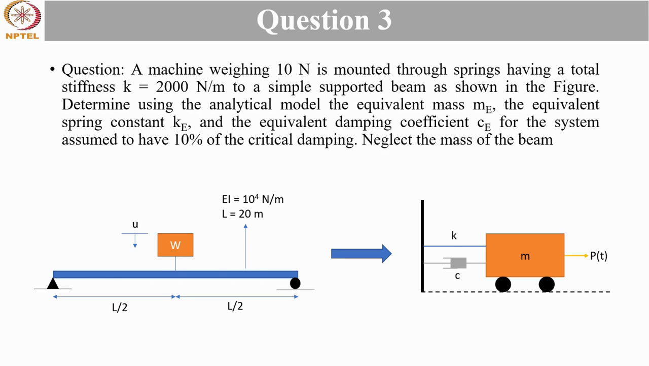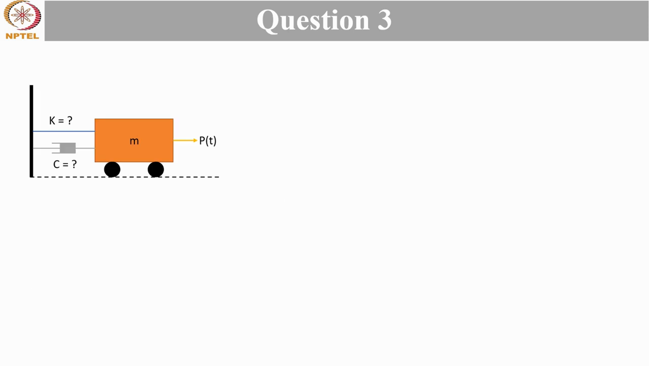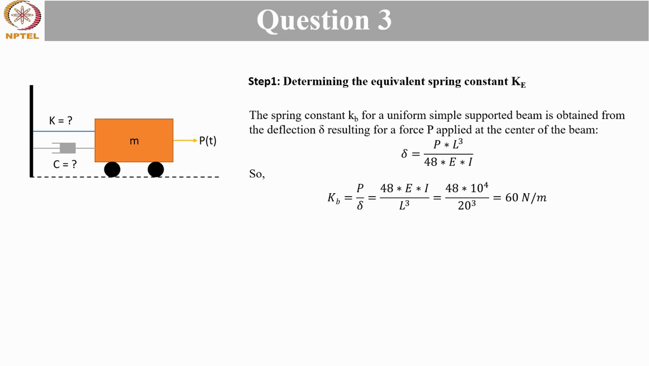So the equivalent mass you can directly say is due to the weighing machine only. But the equivalent spring constant will be different. It is not just 2000 Newton per meter. So the first step is to determine the equivalent spring constant of the system. Again, first draw the analytical model so that you have much more clarity about what is there in the question and what we need to calculate. The spring constant Kb for the uniform simply supported beam with the weight in the center can be obtained from the relationship: if deflection delta is due to a force P applied at the center of the beam, then delta is equal to PL cube upon 48 EI.